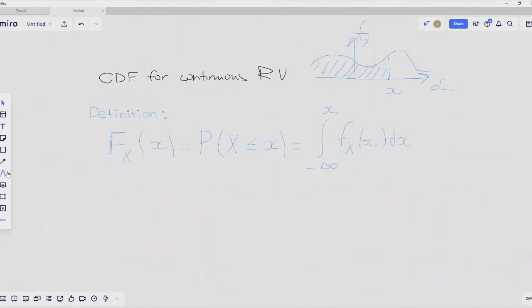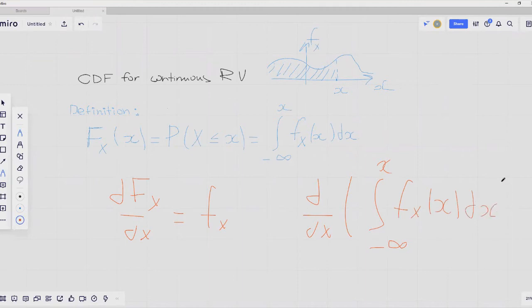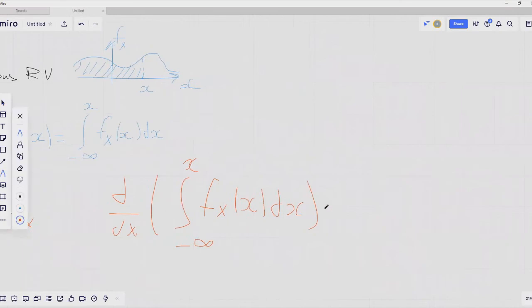Now let's take a look at a couple of useful properties of the CDF function. The first property is that the first derivative of the CDF is going to be equal to the PDF of that random variable. So if we take the derivative of the indefinite integral defining the CDF, then according to the fundamental theorem of calculus, this is exactly equal to the PDF of that random variable.